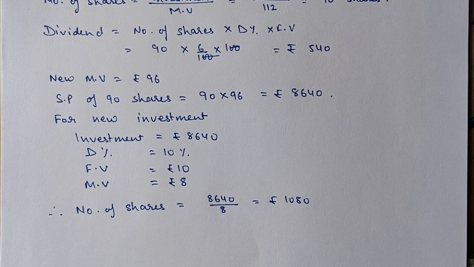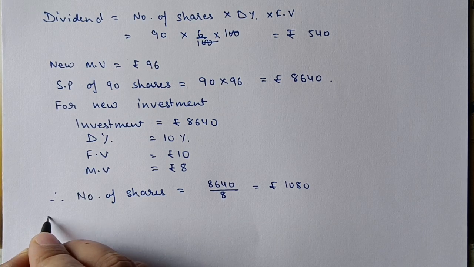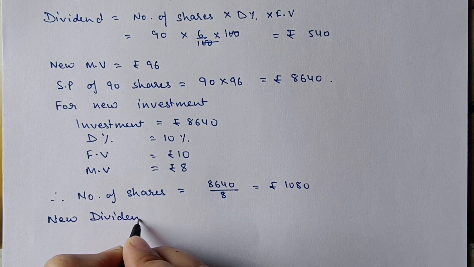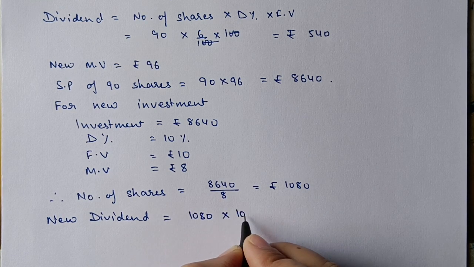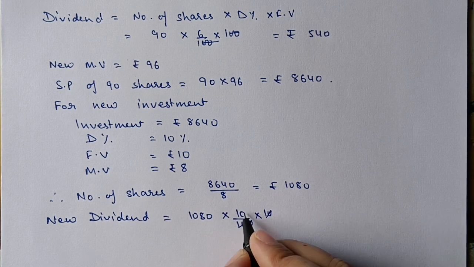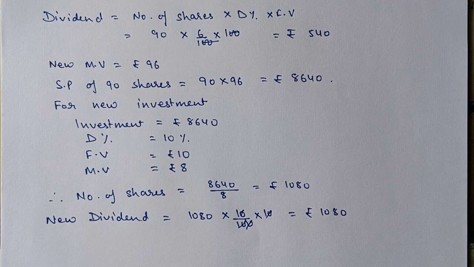Now we'll calculate the dividend, how much dividend he is getting. So dividend is number of shares into dividend percentage into face value. So this you can cancel out. So in total he is getting 1080 rupees as dividend.